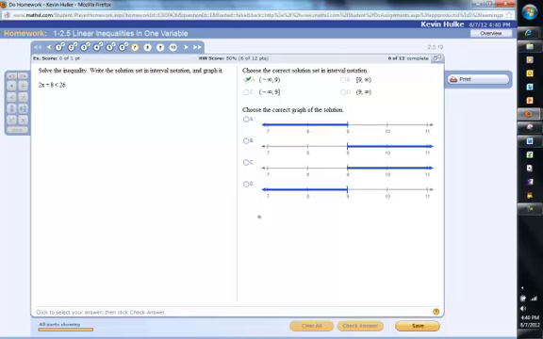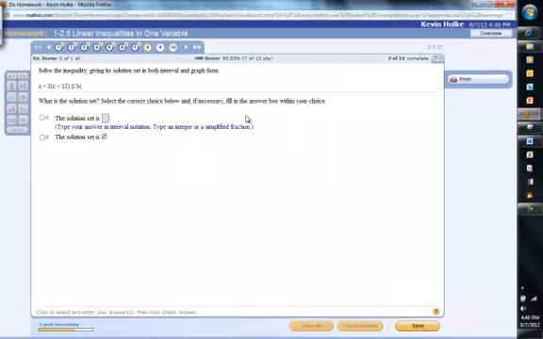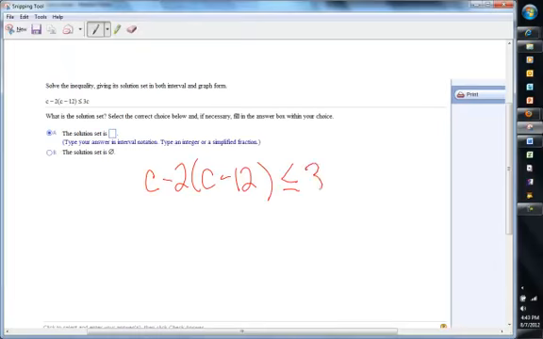And since it's less than 9, it'll be this one. And I believe that's the end of that one. Then or equal to 3c. So let's multiply out the parentheses. So we have c minus 2c plus 24 is less than or equal to 3c.